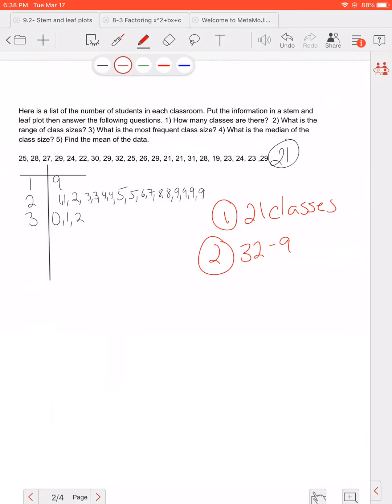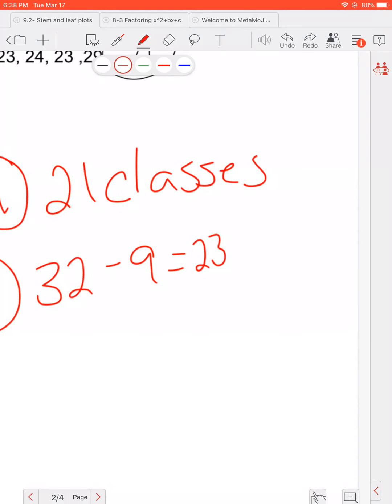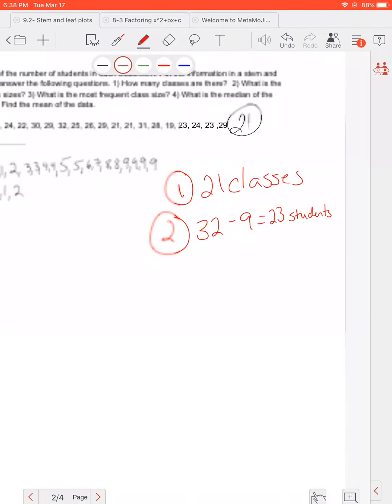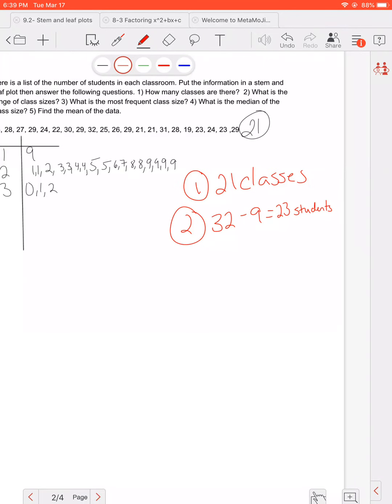Think. What is it going to be, guys, before I answer for you? That would be 23 classes. Sorry, not classes, students, right? These are the number of students in the class. So the range in class sizes, from the smallest class to the biggest class, is 23 students. That's a lot of different students.